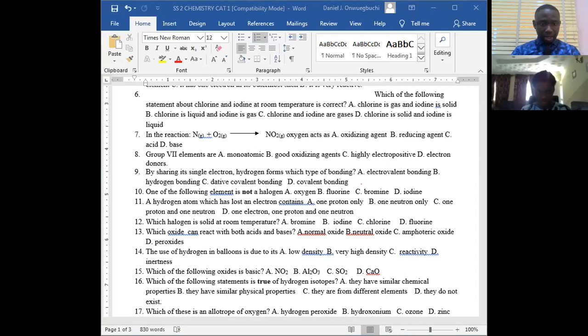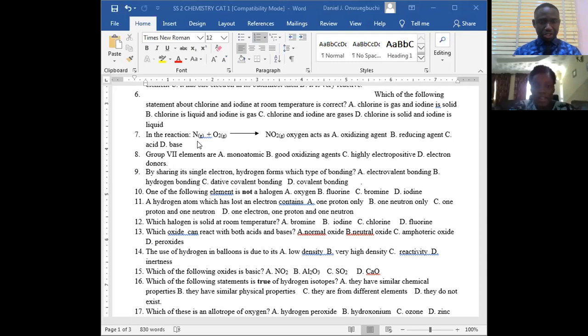A hydrogen atom which has lost an electron contains what? One proton. Yes. A hydrogen atom which has lost an electron contains only one proton. That means no more electron. Now there's one proton there. All right?